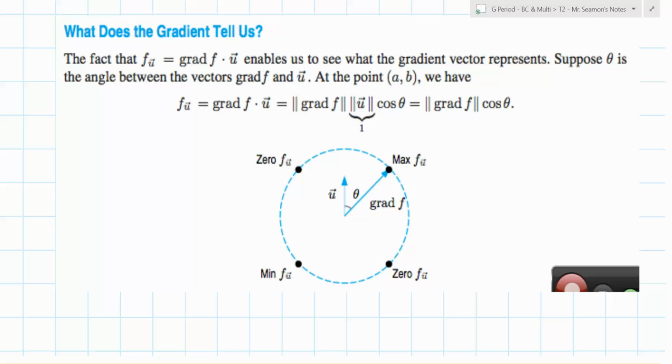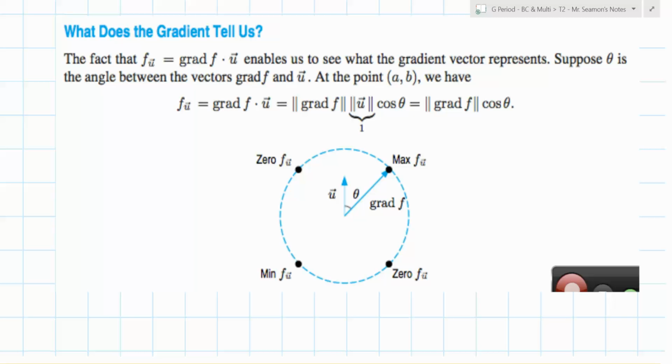What is the largest value cosine can be? 1. When? When theta is 0. Or 360, or 2 pi. Great. Okay. What does it mean if theta is 0?